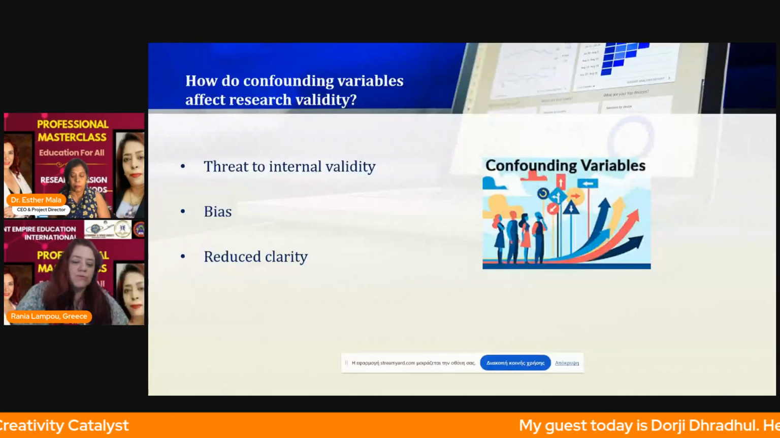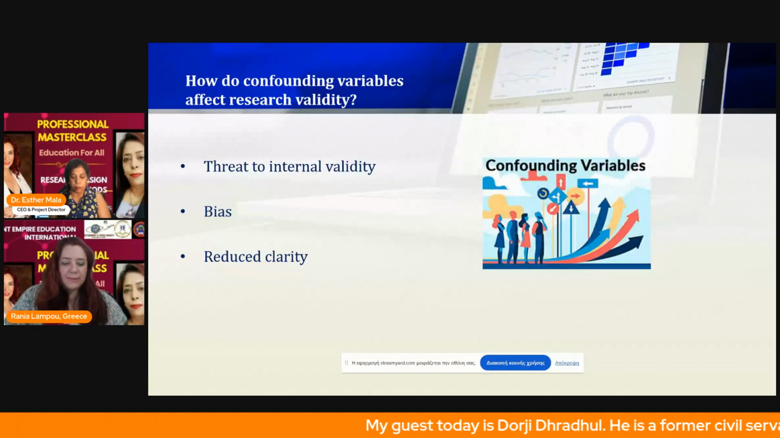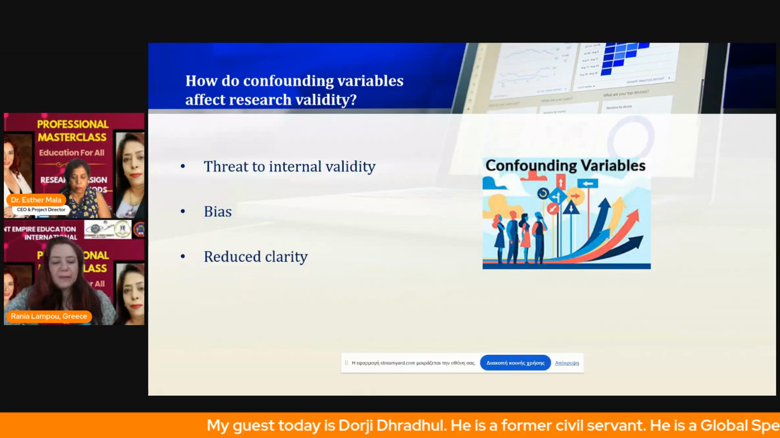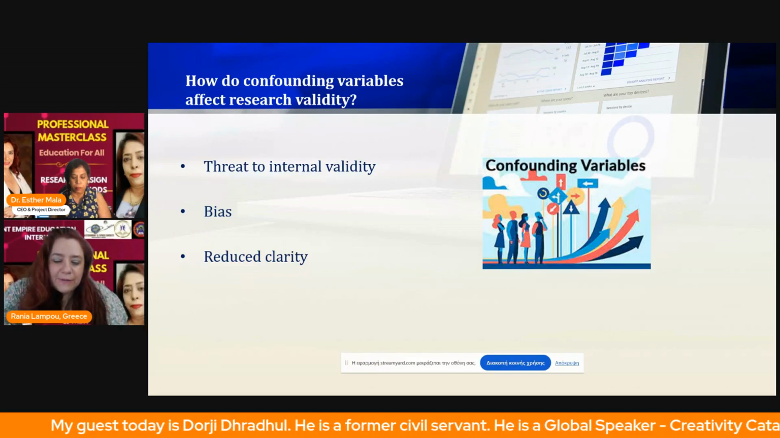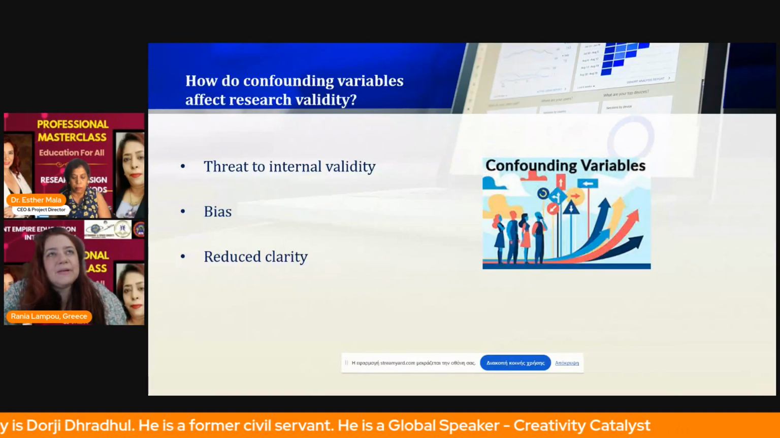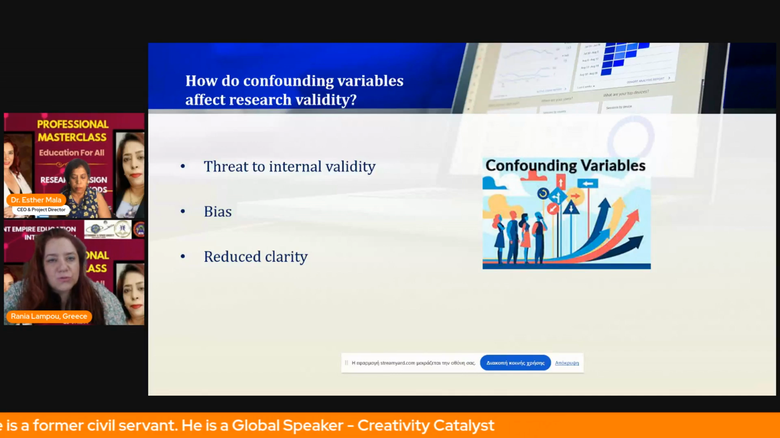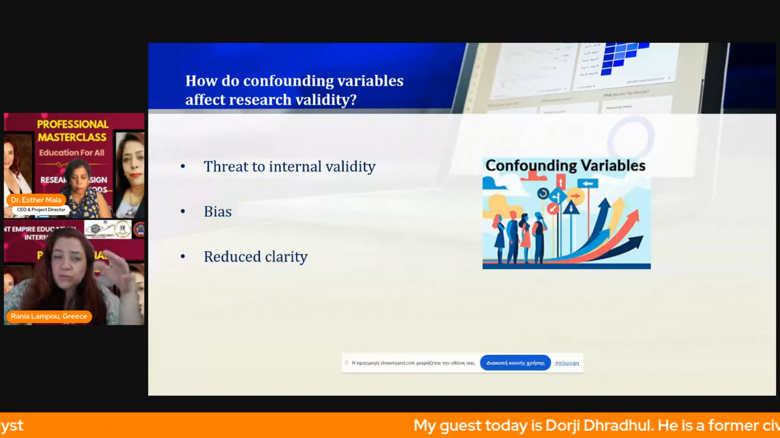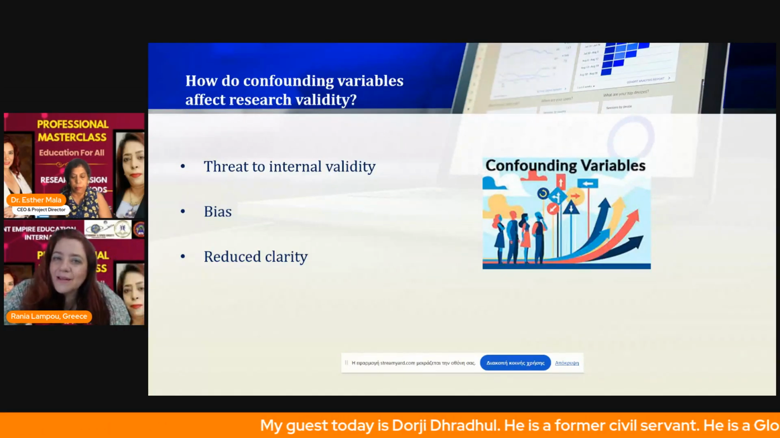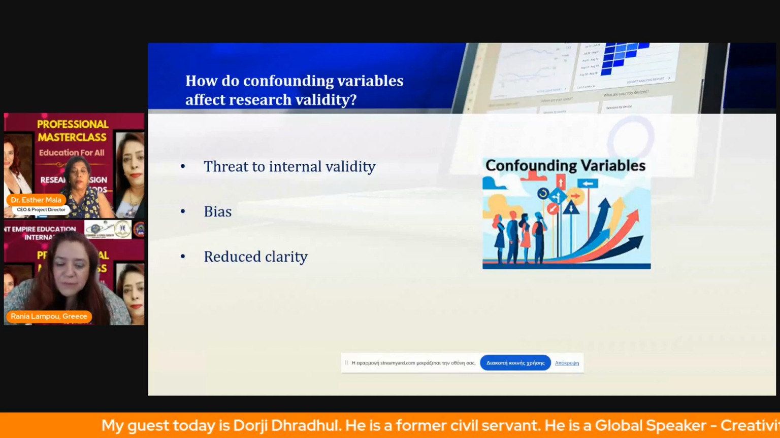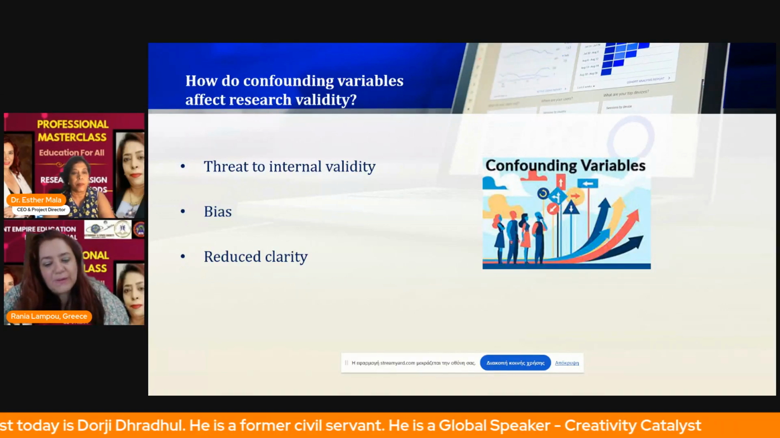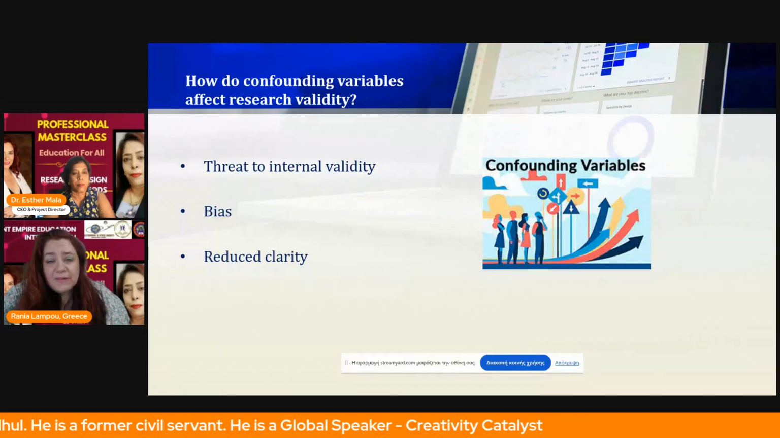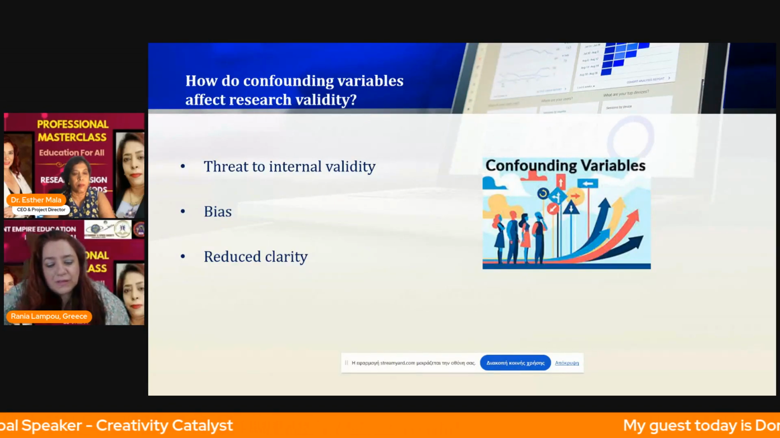Now, how do confounding variables affect research variables? Confounding variables actually affect the research validity by introducing alternative explanations for the observed relationship between the independent and dependent variables. So first, there's a threat to internal validity because confounders make it unclear whether changes in the dependent variable are actually caused by the independent variable or by the confounder. This undermines the study's ability to establish a true cause and effect relationship.